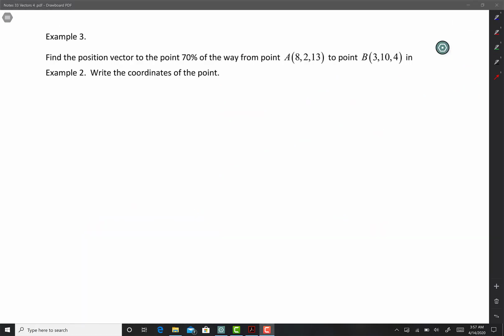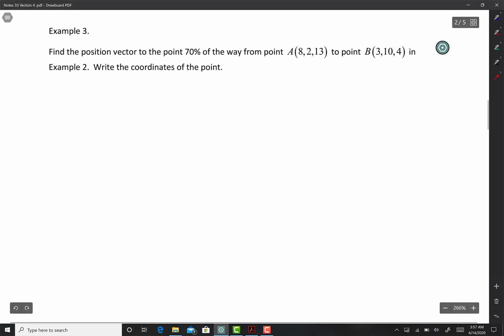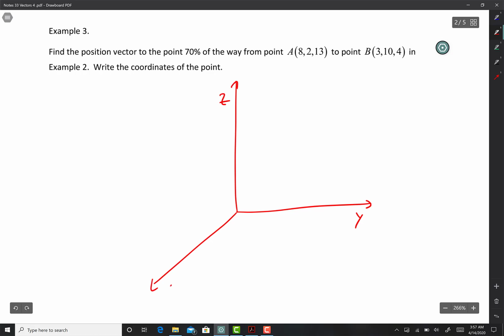All right, guys. Here's example 3. It says, find the position vector to the point 70% of the way from point A to point B in example 2. So we're going to start again. Same thing as last time. There's my z-axis, my y-axis, and here's my x-axis, with a little slant there. This 8 is an x-coordinate, that 2 is a y-coordinate, that 13 is a z-coordinate.